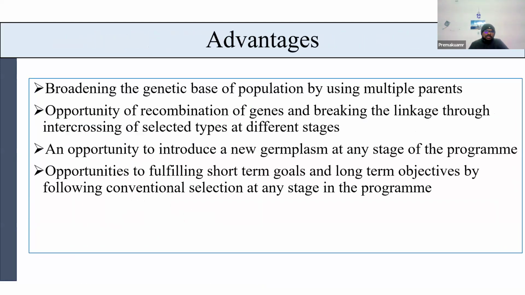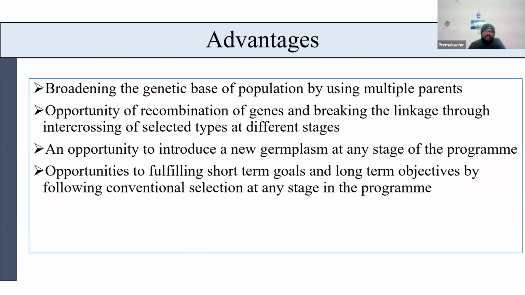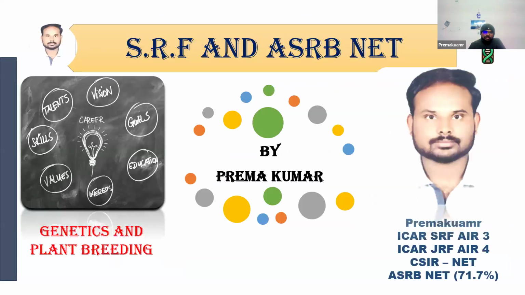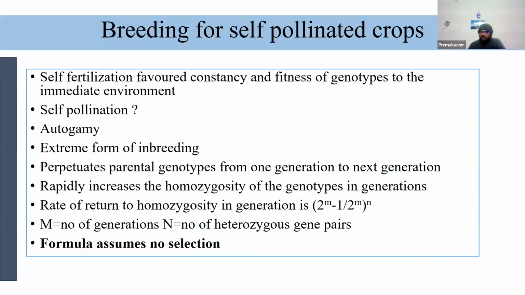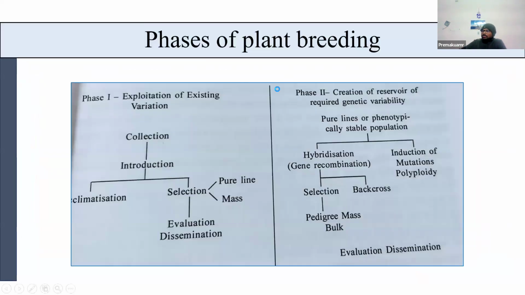Another method is that we can use recurrent selection for self-pollinated crops also, and it was given by Palmer. But still, it is not that much used. You just remember you can use recurrent selection also. You can use the diallel selective mating method also, and you can use mutation breeding and polyploidy breeding also in self-pollinated crops, along with what I have discussed in this class. Any doubts?